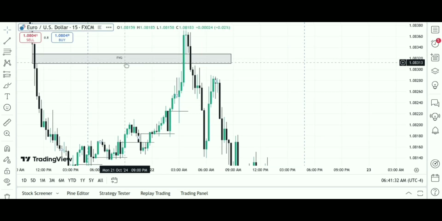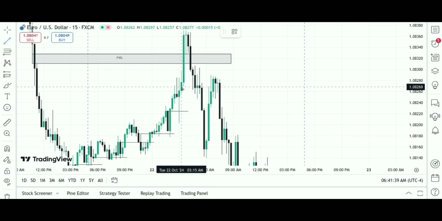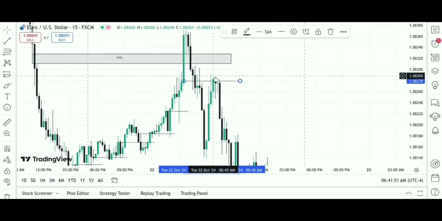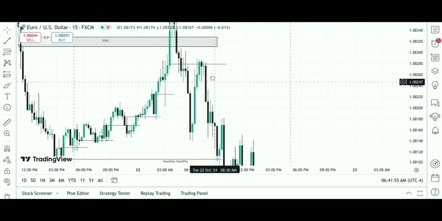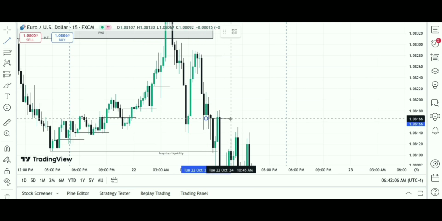After this, the market tapped into this fair value gap and the market broke its structure to the bearish side. I'm going to be outlining the bearish order block for you guys to understand. So this is the last up close candle before this bearish movement. You can see the market retrace back to this level before the movement to the downside. This is the last up close candle before this bearish move. You can see the market retrace back to this level.